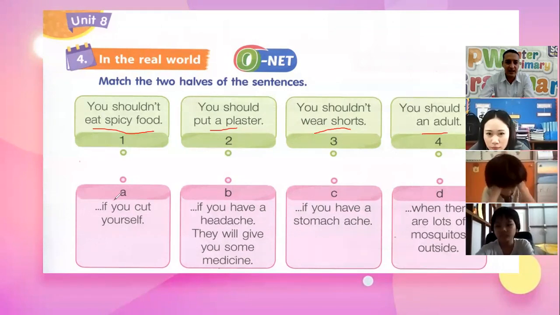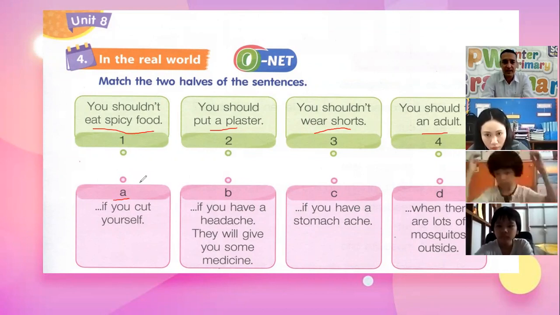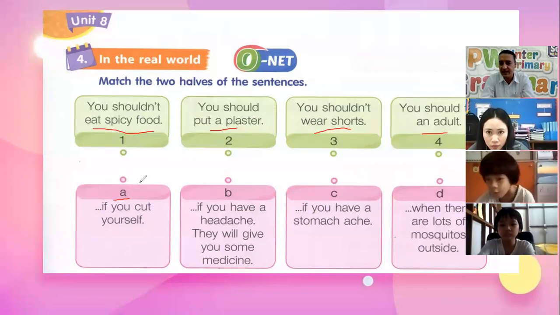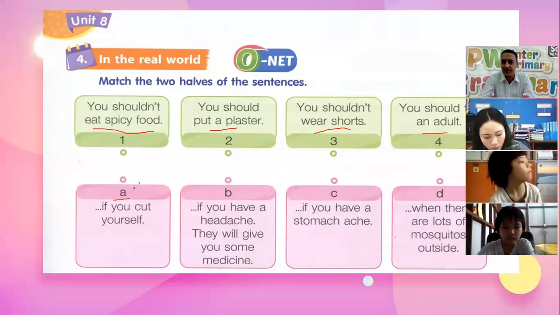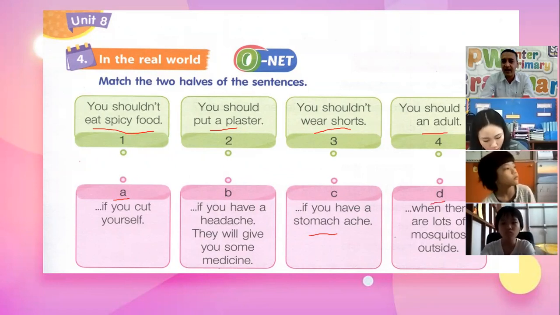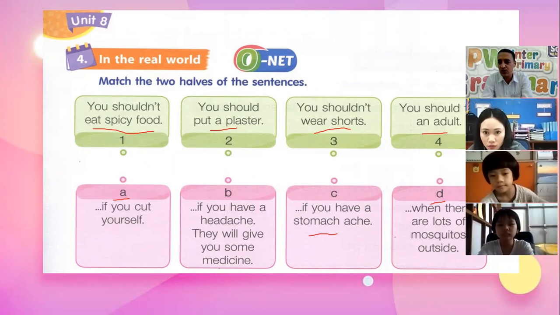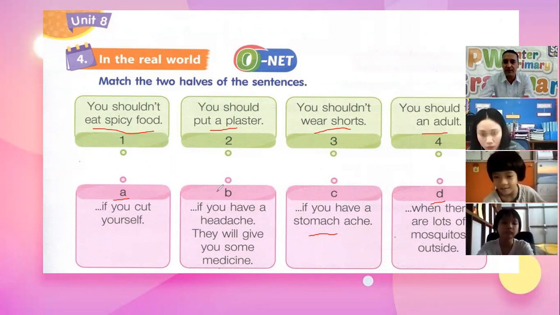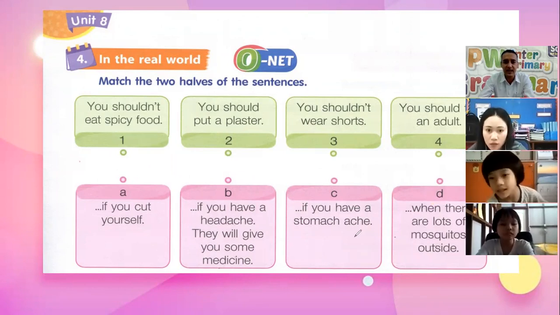All right, now come down to the statements. Letter A: If you cut yourself. B: If you have a headache, they will give you some medicine. C: If you have a stomach ache. D: When there are lots of mosquitoes outside. Okay, so here we have to match all the numbers with the statements given to us in the letters.